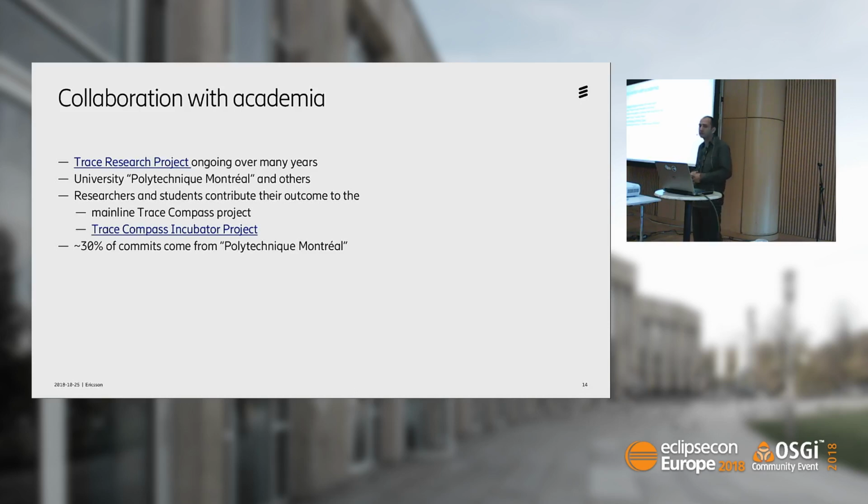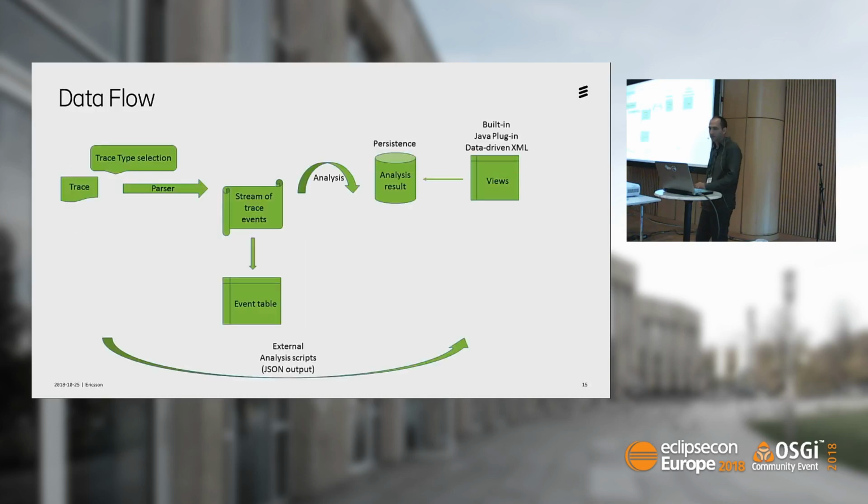But overall, it's traces coming from distributed applications, how to do it efficiently, how to visualize, and so on, anomaly detection, and so on. And the nice thing of that collaboration is that we get quite a bit of contributions from the university, and right now we're around 30% commits coming from there.